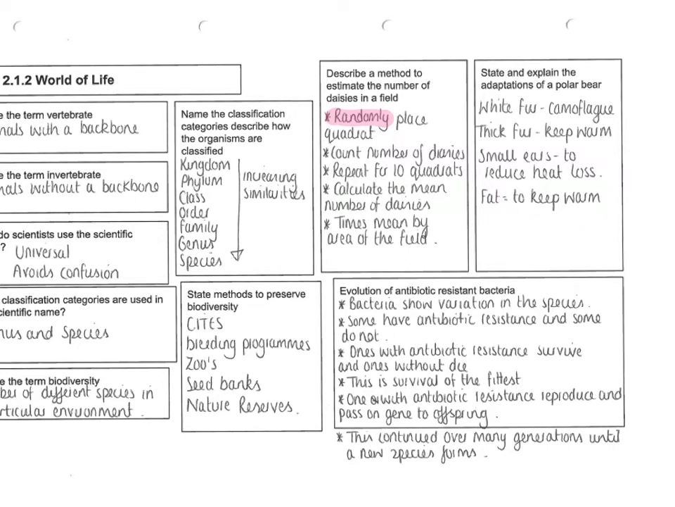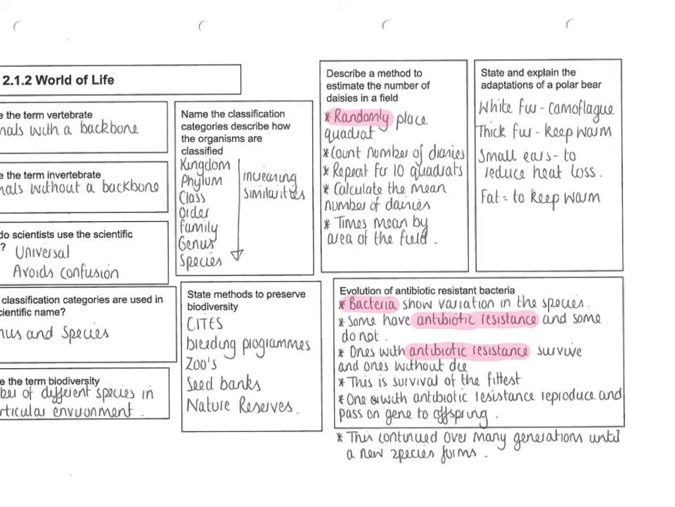Evolution of antibiotic resistant bacteria. So again, these are the 6 sentences that we need to learn. And it's the only thing we need to be saying. So we've got bacteria. There's the word that I've changed for my 6 sentences. Show variation in the species. Some have antibiotic resistance, that's in the question, and some do not. Ones with antibiotic resistance survive and ones without die.